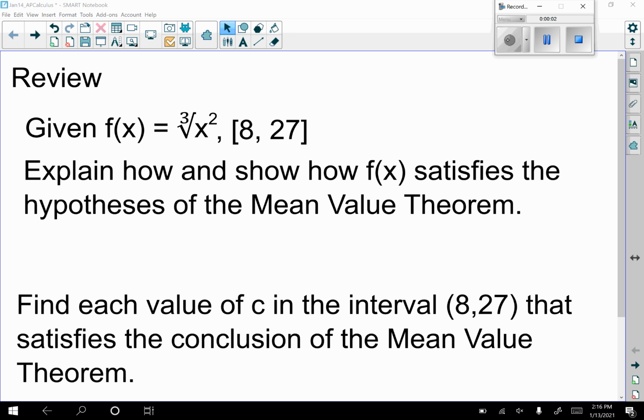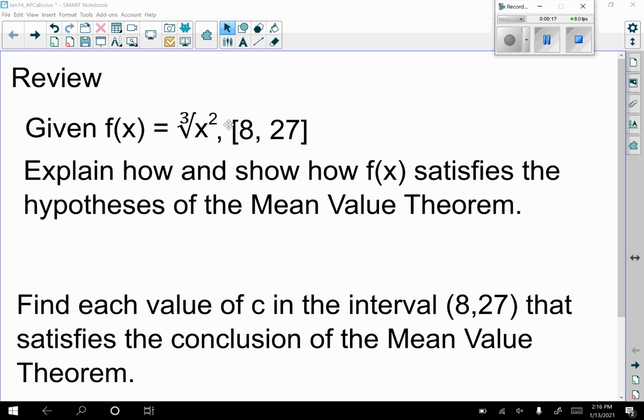Hello everyone, let's try another review problem. Here I'm giving you the function f of x is equal to the cubed root of x squared on a closed interval from 8 to 27. Explain how and show how f of x satisfies the hypotheses of the mean value theorem.